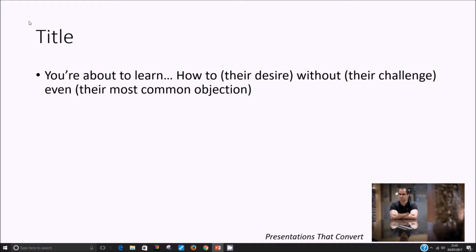You're about to learn how to, and then their big desire. I'm going to run through an example in a second with you. Without their biggest challenge, insert that there. And when I say there, I mean your target audience for the presentation you're about to give, even if, and their most common objection. So I might say in this training, you're about to learn how to create presentations that convert without the need to ever having done a presentation before, even if you're super nervous about getting in front of people.